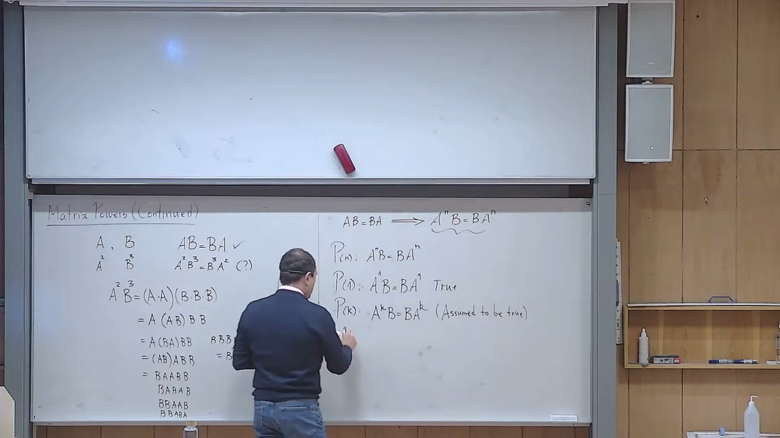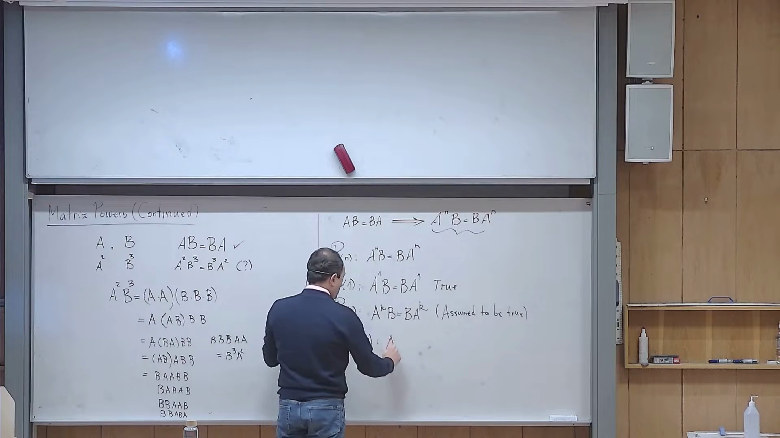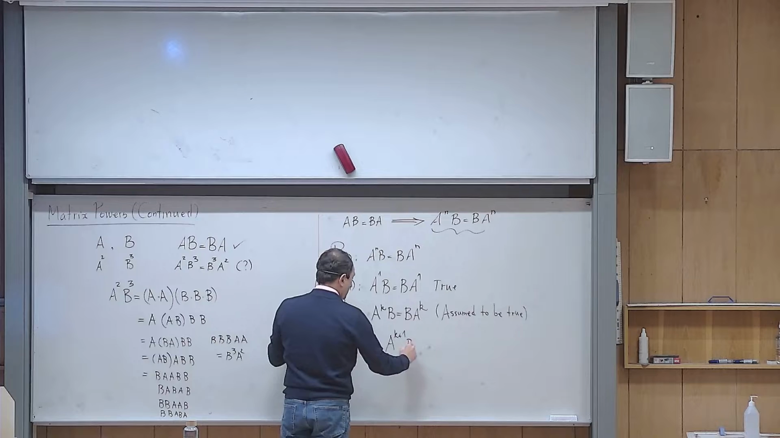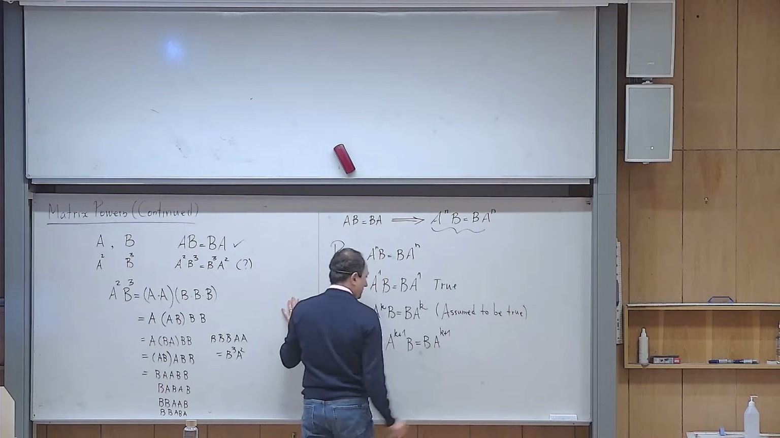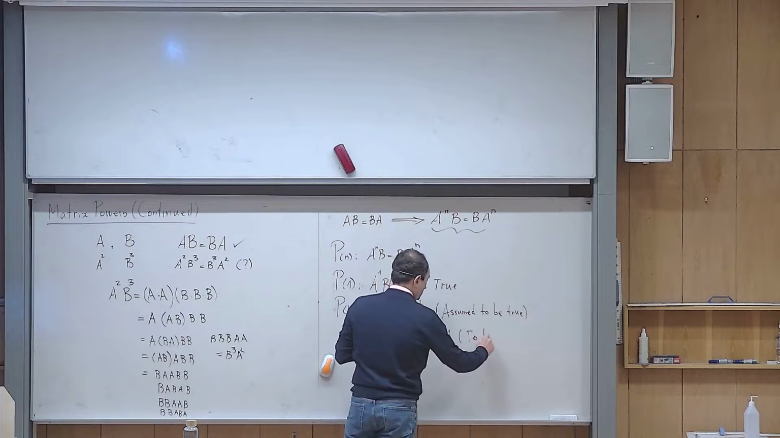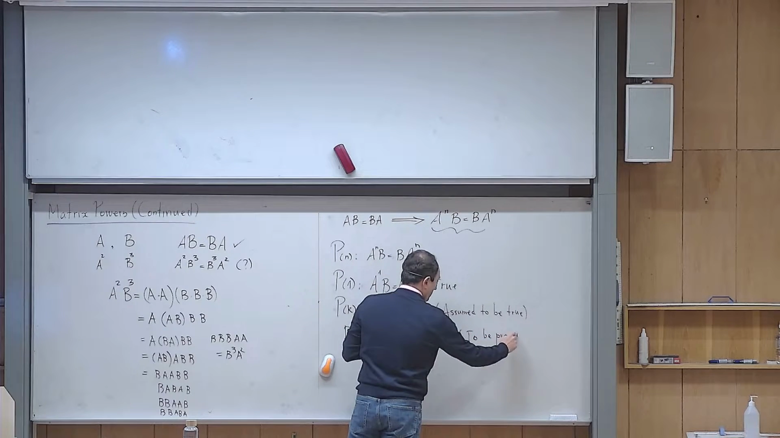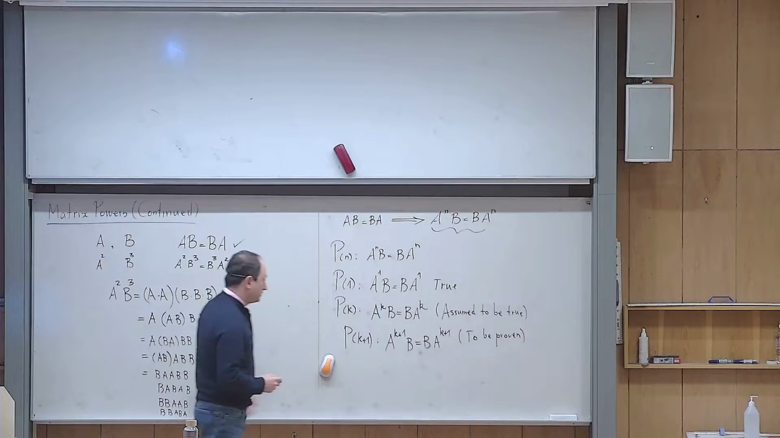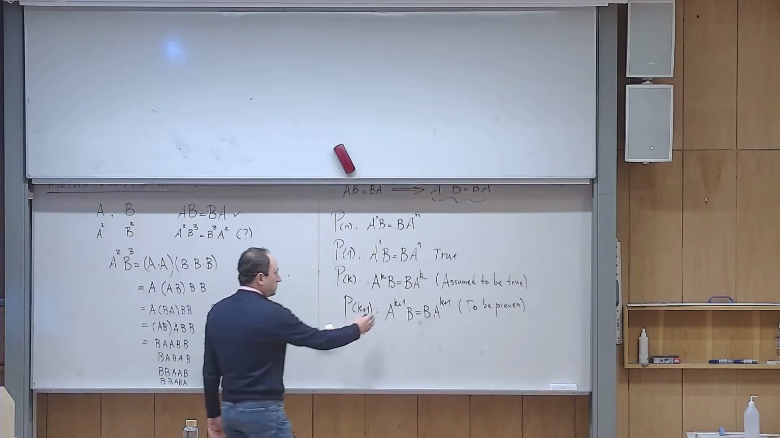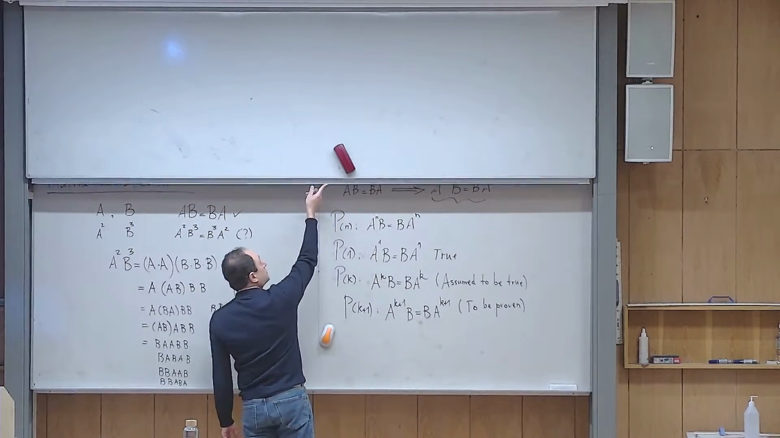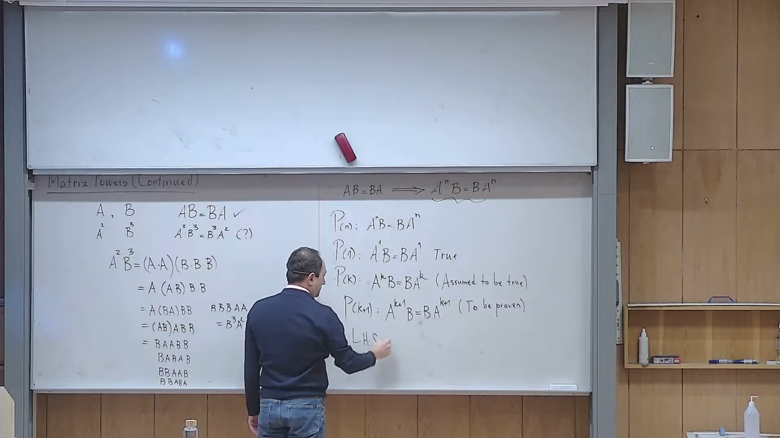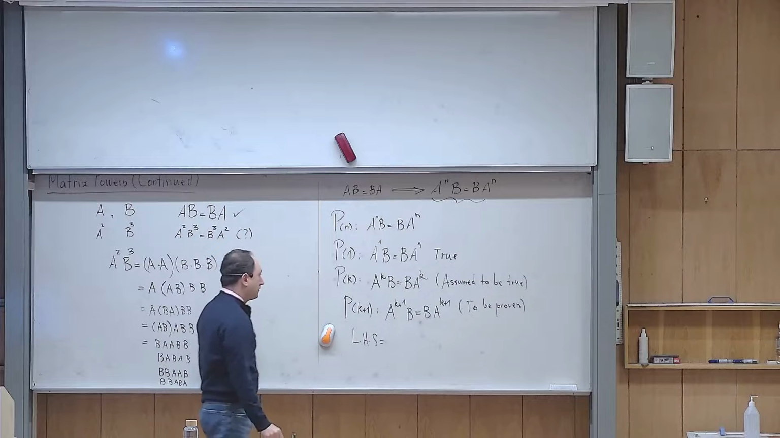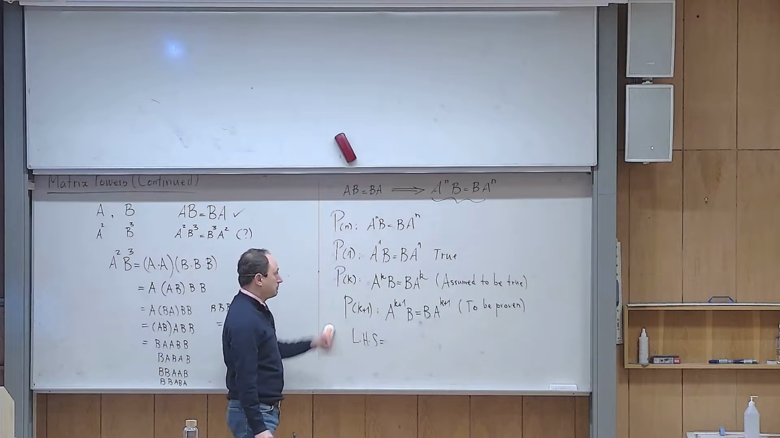And then I want to prove that P(K+1) is also true. So I want to show that A to power K+1 B is equal to B A to the K+1, to be proven. Yes? This is what I want to prove. So what can I do? I want to prove an identity. The most natural way is to start from the left-hand side of what I want to show and try to manipulate it and reach the other side. Of course, I probably have to use my assumptions.